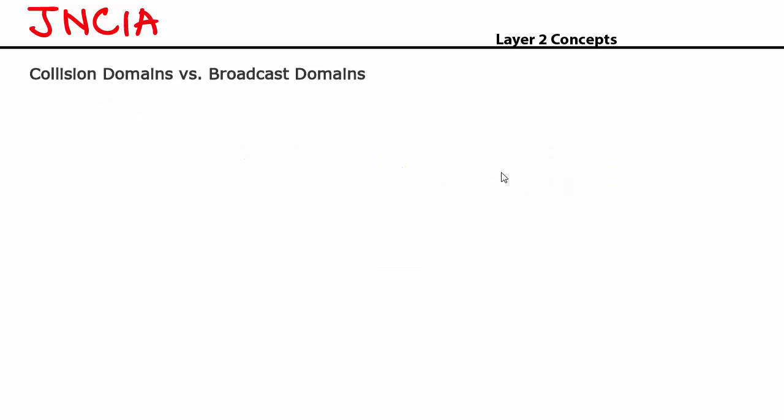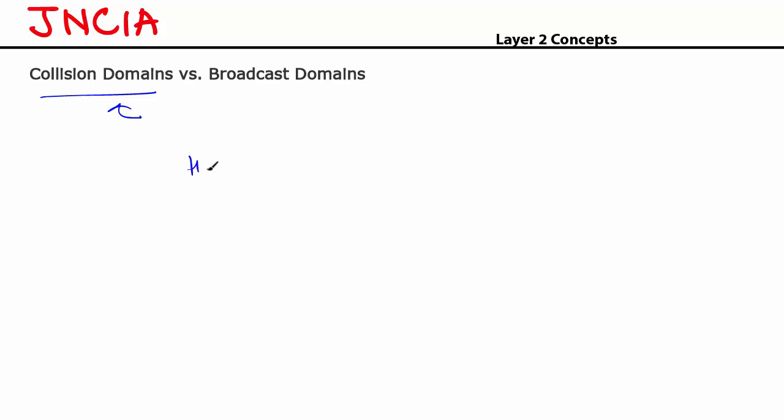Collision domains versus broadcast domains. If you look at the networking definition for collision domain, you're going to get highly confused. If you don't believe me, go ahead and check it. It's really confusing, but I'm going to put it in a very simple way for you. To understand collision domains, just think of this. How many devices can send data at any time? That is what defines collision domains.